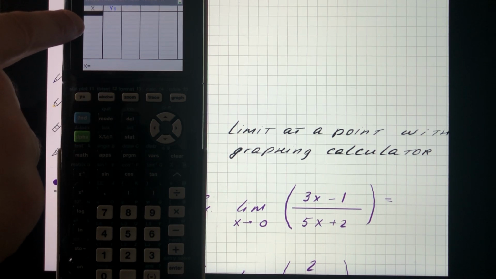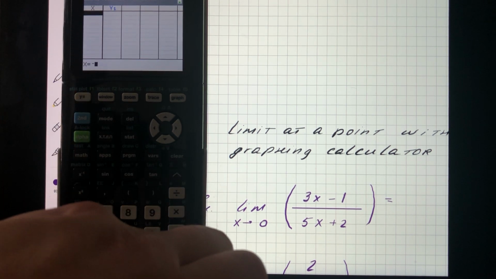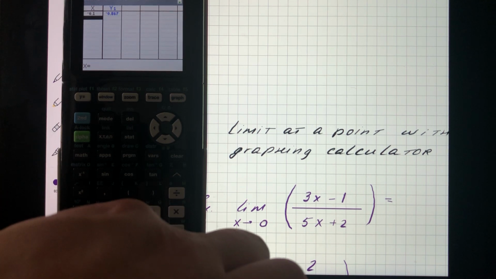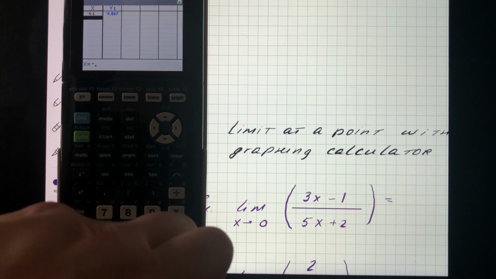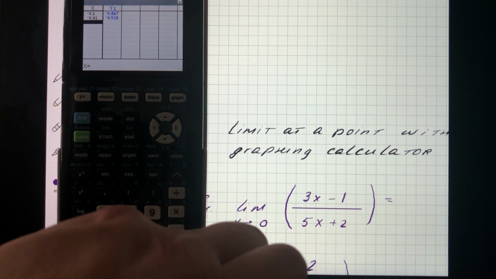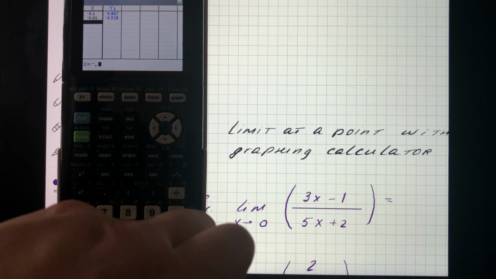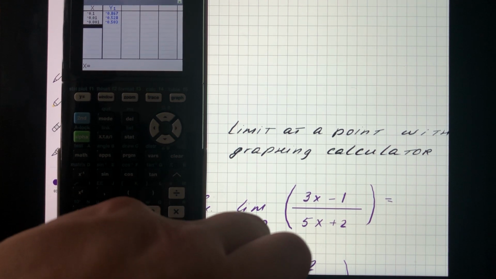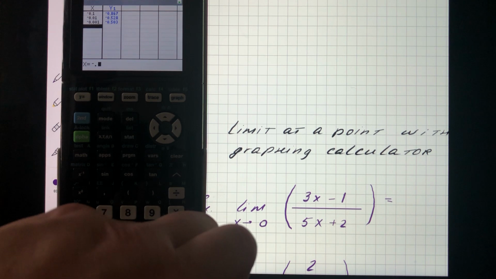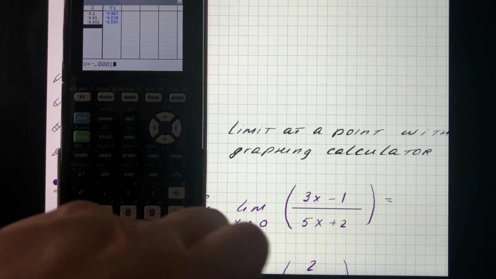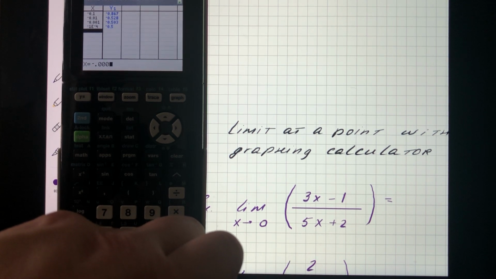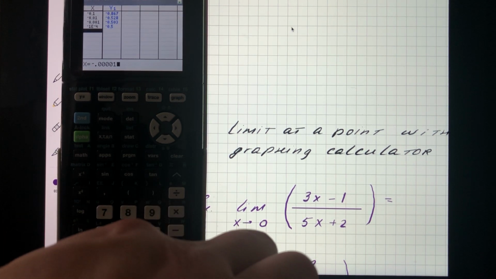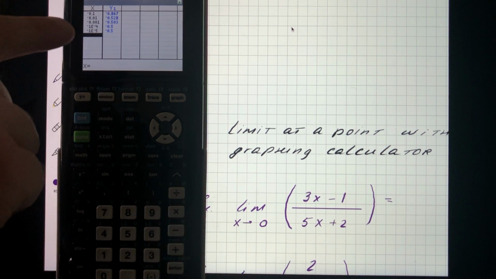So 0 from the left side means numbers that are less than 0, something like negative 0.1. We get negative 0.86. Now, as we get closer to 0, let's go negative 0.01, negative 0.52, negative 0.001, negative 0.503, negative 0.0001, almost half. Let's go a little bit closer. Same. So we're getting to negative half.